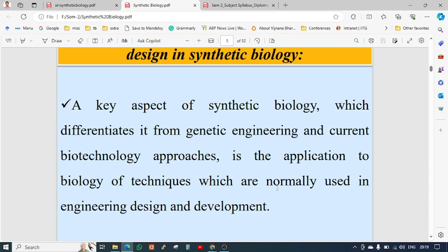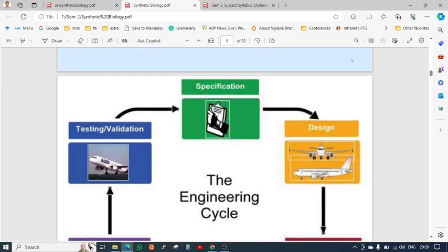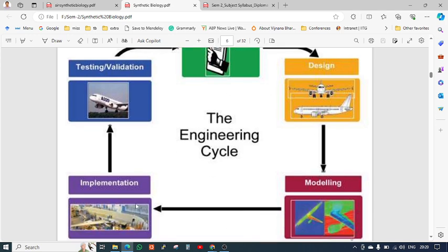So biology techniques are normally used for this design and development. For example, you are going to construct a house, so you have to design. According to the design, you have to structure what is the need of these materials. So you have to first calculate all the things. Similarly, for modifying organisms in synthetic biology, we have to design what should be in the DNA and RNA at the molecular level. So this is the engineering cycle. That means first having specifications, then design, modeling, implementation, and testing.